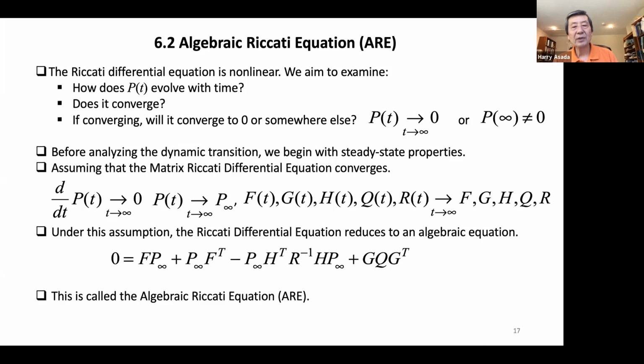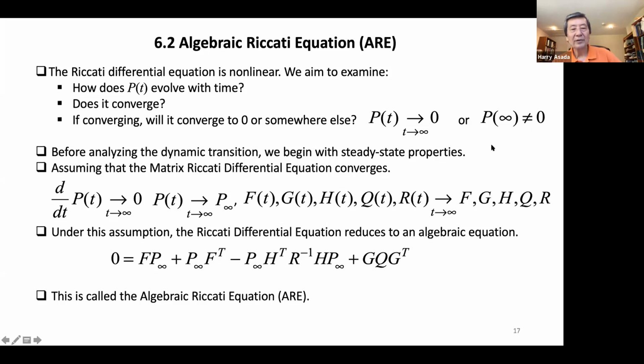At the end of the day, we'd like to better understand how this Riccati differential equation behaves: how P(t), that's the error covariance, evolves with time. Our concern is, would that be converging? If it's converging, where is it really converging? Is it converging to 0, which is a very desirable case, a prediction error of 0? That's great, but under certain conditions that may not be the case.